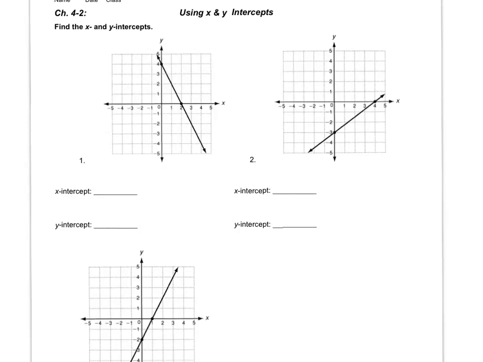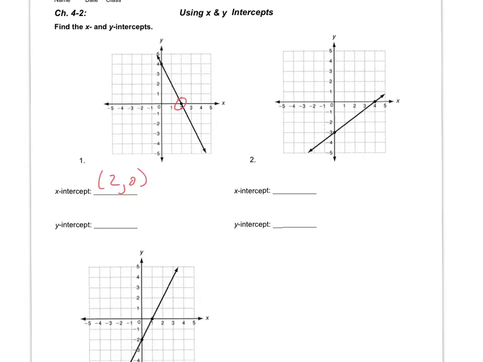Okay, in 4.2, using x and y intercepts, in the first part, we're going to find the x and y intercept. That's where it crosses the x-axis and the y-axis. On the first one, notice the x-intercept is right here, and that point is at (2, 0). So (2, 0). Make sure you're putting the parentheses around it.